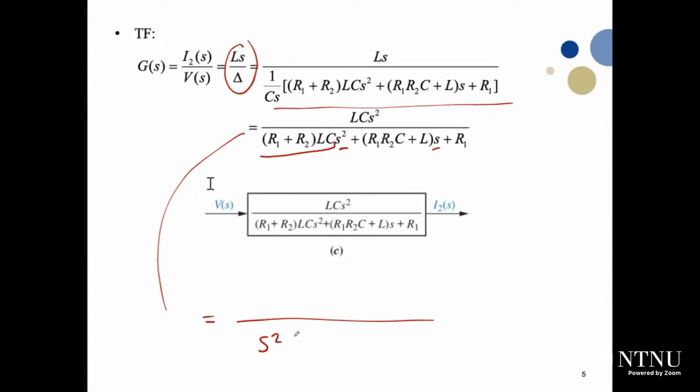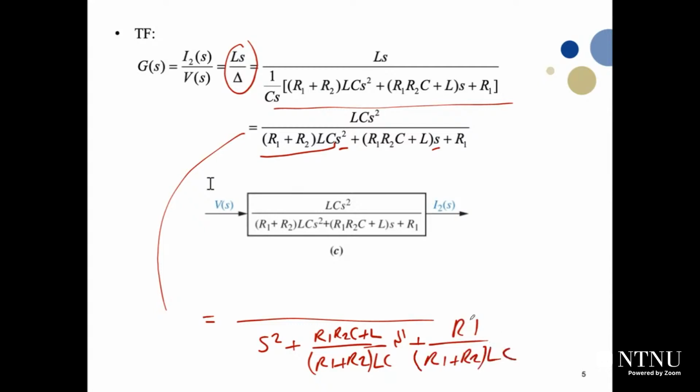So it will be S squared plus (R1 R2 C plus L) divided by ((R1 plus R2) multiplied by LC) times S, plus R1 divided by ((R1 plus R2) multiplied by LC). And here we will have LC squared, LC divided also by R1 plus R2. In fact, LC will cancel LC, so this one will be 1. S squared. So as you can see, it's a second order system, right?